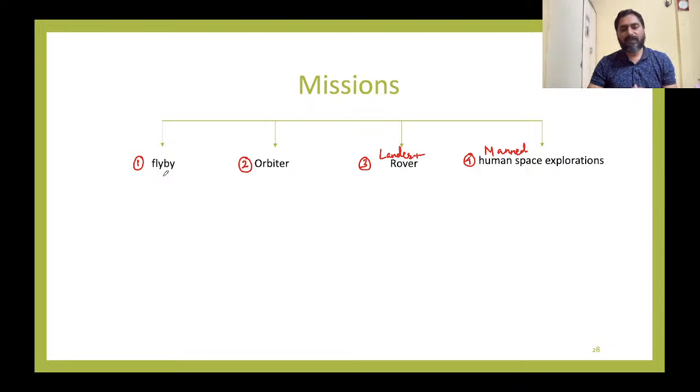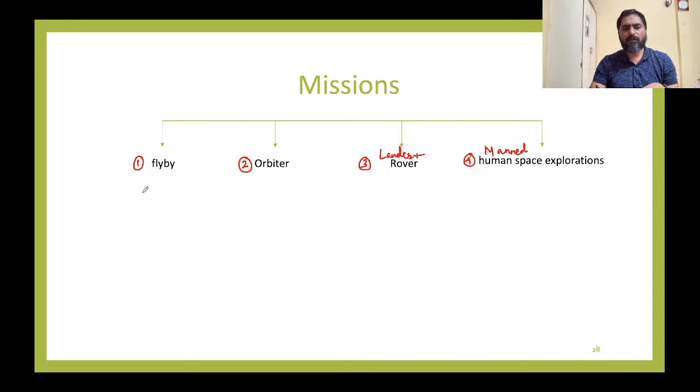Flyby missions are the simplest type of mission. If you talk about flyby, it means the satellite or the space exploration vehicle flies past a particular celestial body and takes some photographs. We study those photographs to study the surface or the atmosphere. That is the idea of the flyby mission. Flyby missions are the simplest among all types of missions.